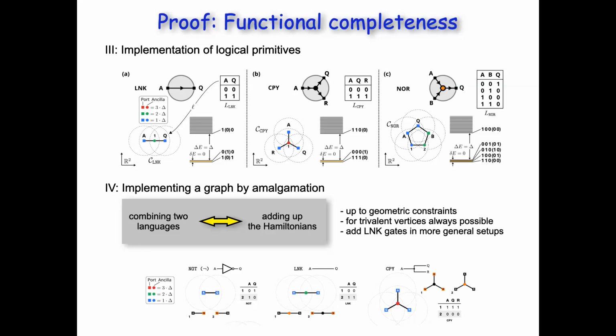And so what it means to combine languages, or to build our graph structure out of these elementary building blocks, is what is called amalgamation. And in Hamiltonian language, it just corresponds to adding up the Hamiltonians. So you just place your Rydberg atoms in the right geometry, and the total Hamiltonian is the sum of all local Hamiltonians which you had for your local Boolean expressions.